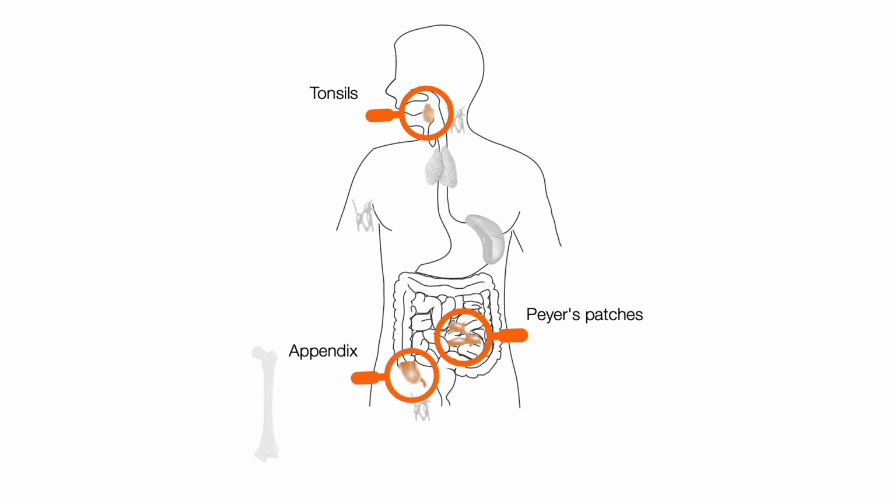The appendix is a reservoir of bacteria from the gut microbiota that allows us to repopulate it when we lose it for some reason. The appendix also seems to have an important role in fighting infections, so it can also be considered a component of the immune system, although its exact role is still unknown.